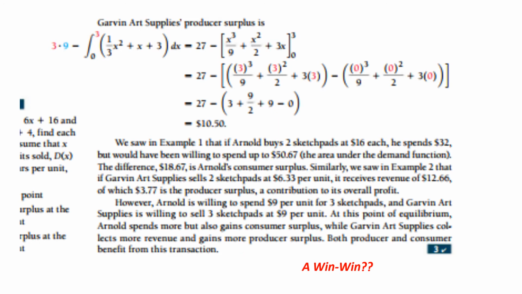However, Arnold is willing to spend $9 per unit for 3 sketch pads, and they're willing to sell 3 at $9 per unit. That was the equilibrium point. At this point of equilibrium, Arnold spends more but gains more consumer surplus, while Garvin collects more revenue and gains more producer surplus. Both of them benefit from this transaction. It is a win-win.